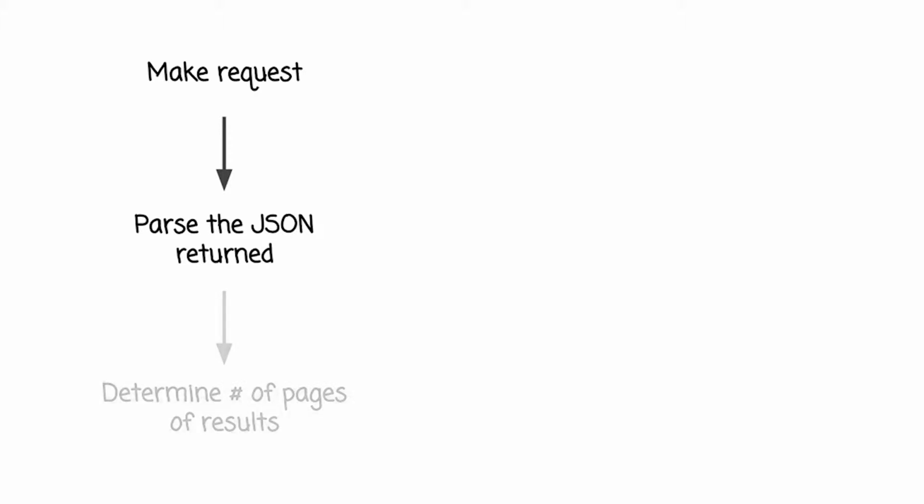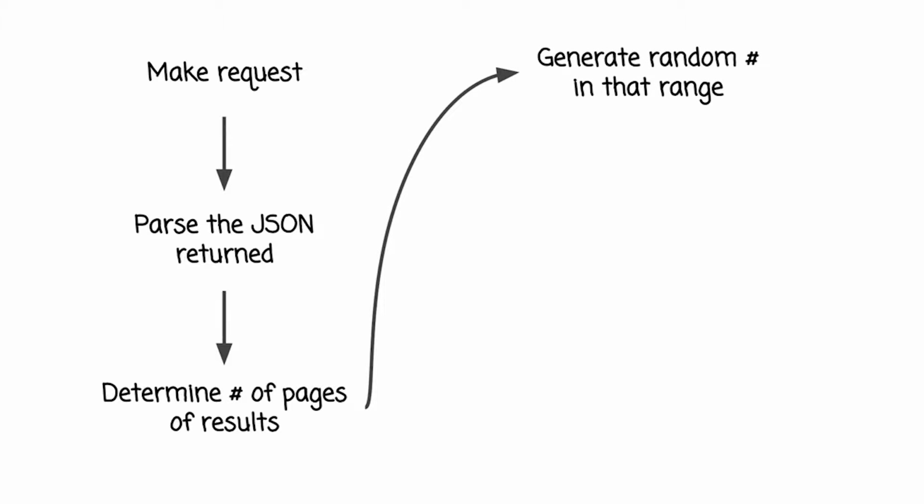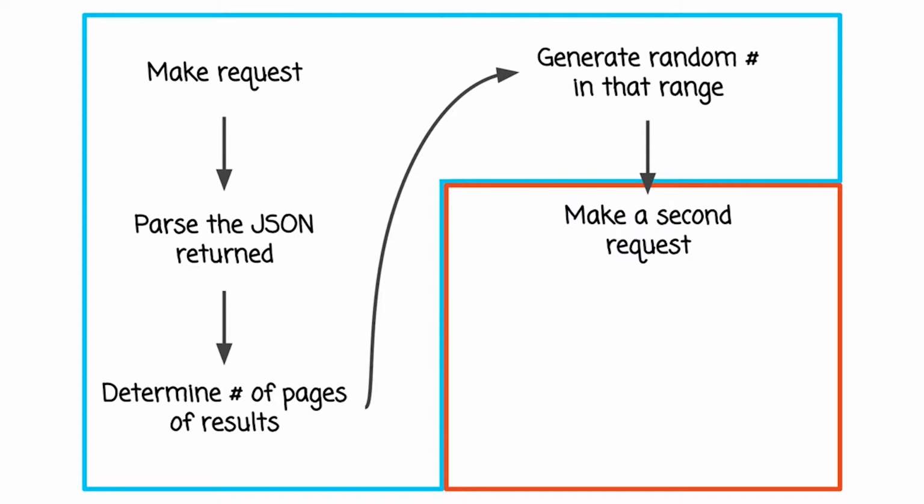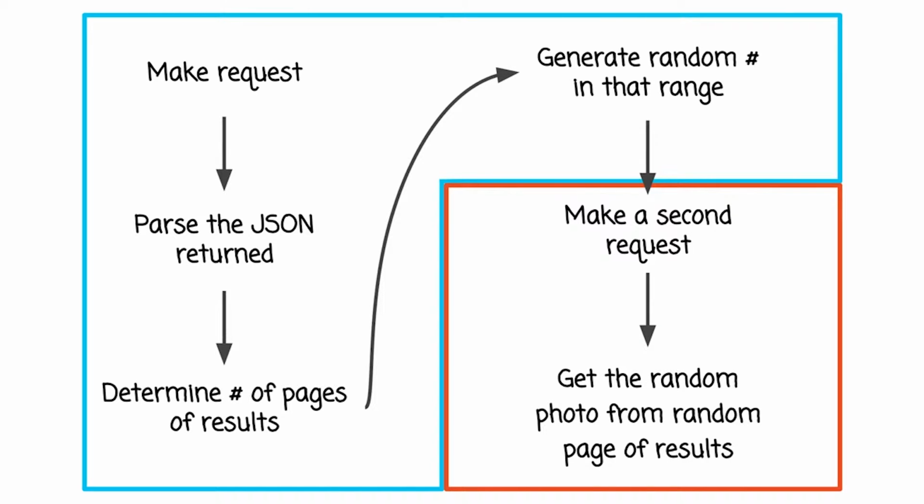So let's outline what we want to do, and in the next segment, we'll execute it. We'll need to make our first request to see how many results we get, then parse the JSON that it returns, then determine how many pages of results that ends up being. We can then generate a random number in that range, then use that number to make a second request for a random page. And finally, repeat what we did previously and get a random photo from that random page of results.